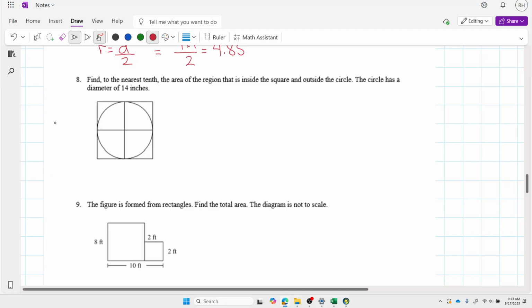Problem number 8. Find, to the nearest tenth, the area of the region that is inside the square and outside the circle. Circle has a diameter of 14. So does everybody see what's inside the square but outside the circle? It's this blue that I'm coloring in. See it?